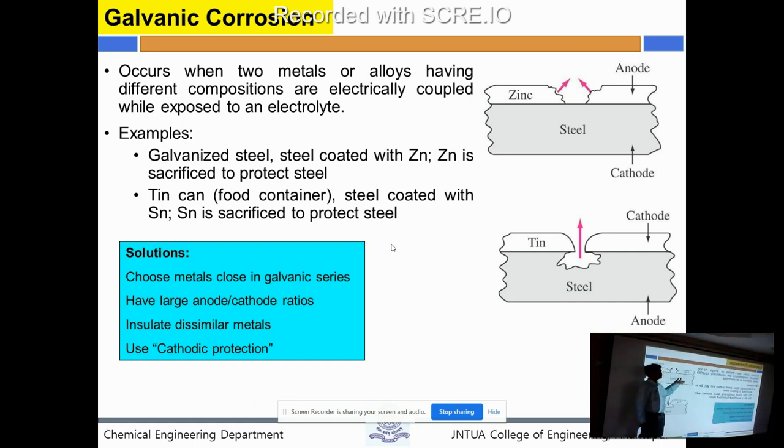Zinc with steel. You have to understand the position of the zinc and steel, that means iron. Position of zinc and iron, position of tin and iron. So we have seen in the relative surface areas which is anode, which is cathode. If you know which is anode, which is cathode, you are done. So which will be getting corroded, which will be prevented.